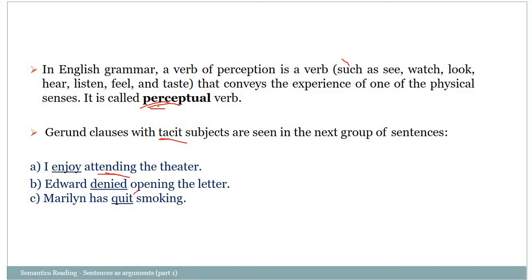Edward denied opening the letter. Here, he denied that he opened the letter. Might be another option, but here we don't use a subject again. So: Marilyn quit smoking. Here, quit and smoking are two different verbs normally, but we don't use the subject again because they are the same subject. So this is the tacit subject, the not repeated, not written subject, let's say.